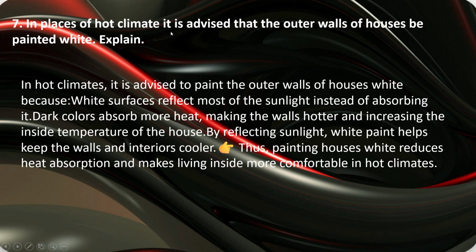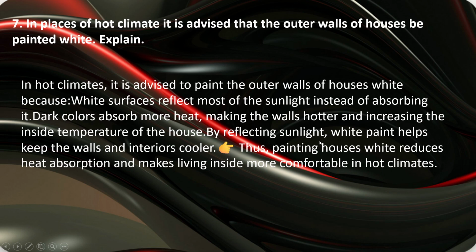In hot climates, it is advised that the outer walls of the houses be painted white. Explain. In hot climates, it is advised to paint the outer walls of the houses white because white surfaces reflect most of the sunlight instead of absorbing it. Dark colors absorb more heat, making the walls hotter and increasing the inside temperature of the house.